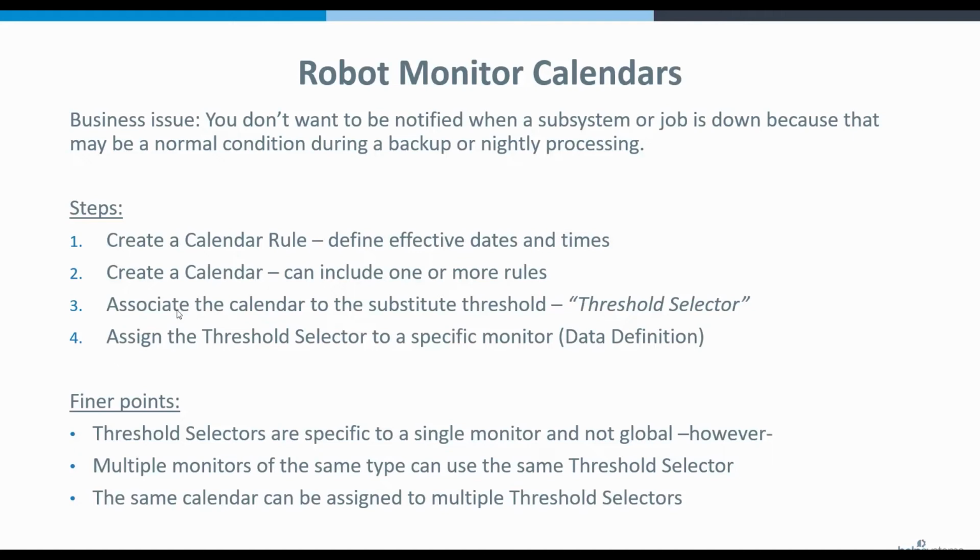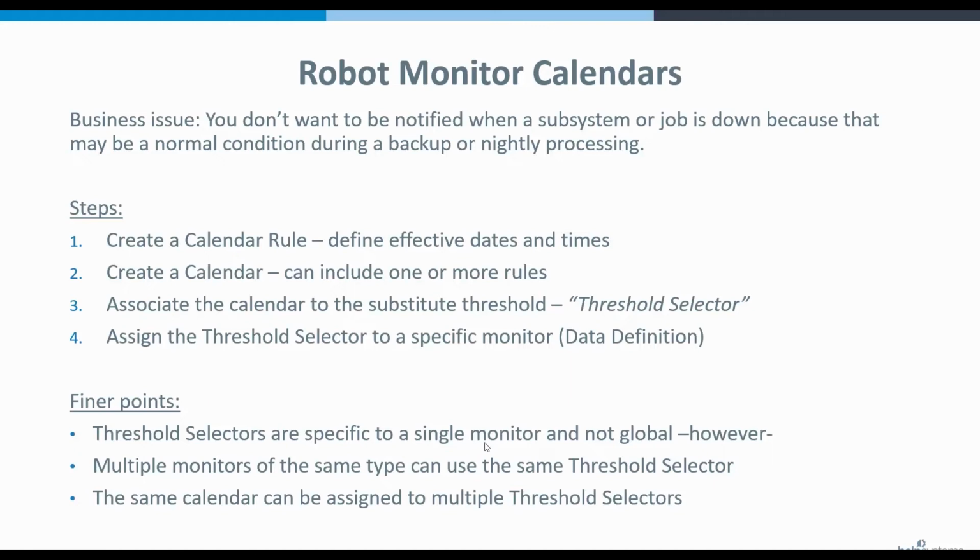The third step is to then associate that calendar with what I'll call a substitute threshold, and we call that a threshold selector. Finally, you're going to take that threshold selector and assign it to a specific monitor or data definition. The finer points of robot monitor calendars are, first of all, that a threshold selector is specific to a single monitor that you assign it to.